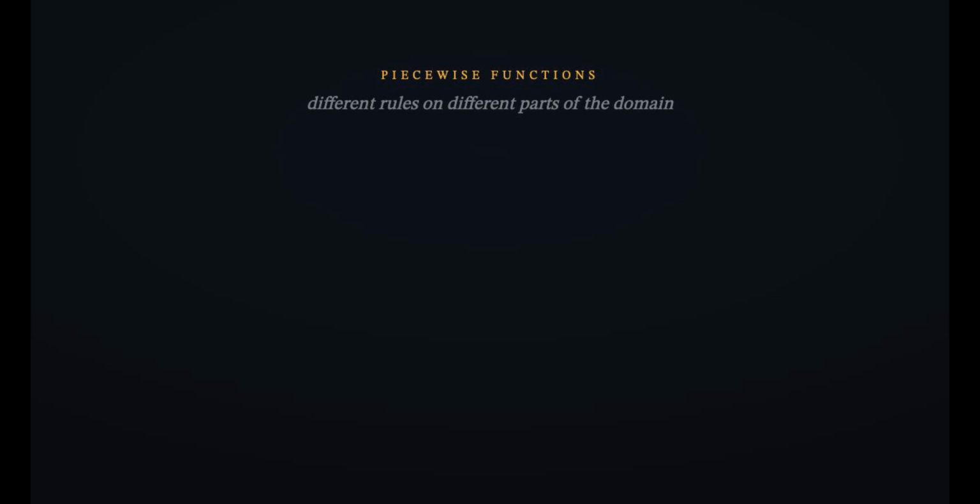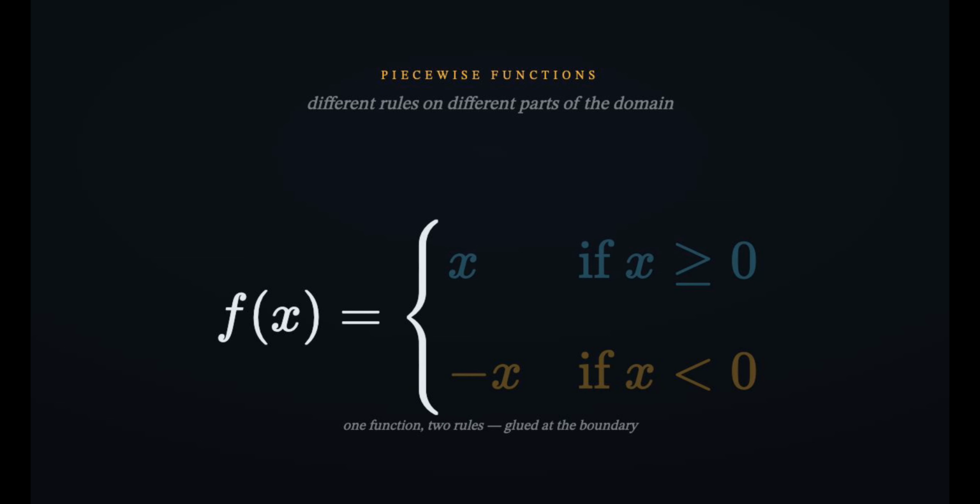A piecewise function is a function with different rules on different parts of the domain. For example, f(x) equals x when x is greater than or equal to 0, and it is equal to minus x when x is smaller than 0. To graph a piecewise function, we simply graph it piece by piece.